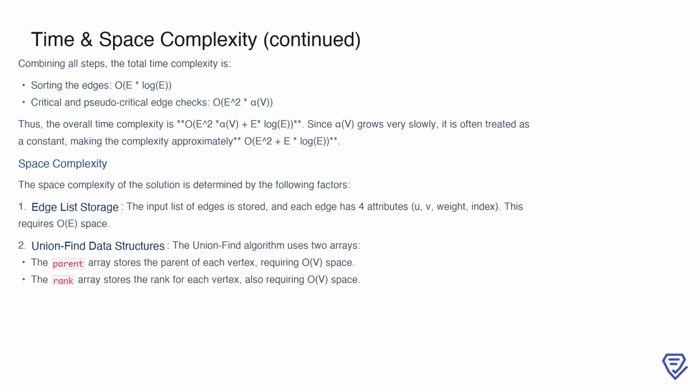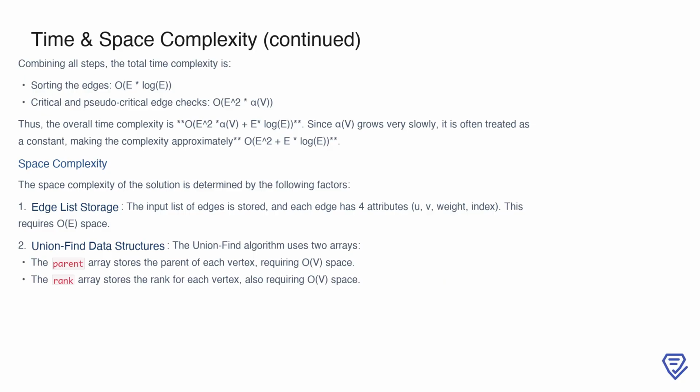Now, combining all the steps, we can determine the overall time complexity. Sorting the edges contributes O(E log E), while the critical and pseudo-critical edge checks add O(E² * alpha(V)). When these are combined, the total time complexity becomes O(E² * alpha(V) + E log E). Since the inverse Ackermann function, alpha(V), grows extremely slowly and is often treated as a constant, the effective complexity simplifies to approximately O(E² + E log E). This highlights that the dominant term is the O(E²) contribution from the double loop over edges.